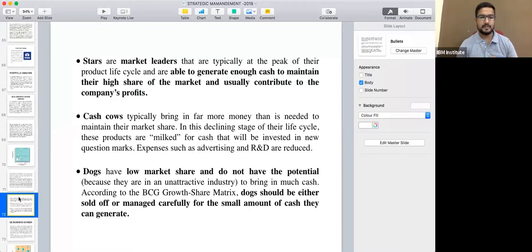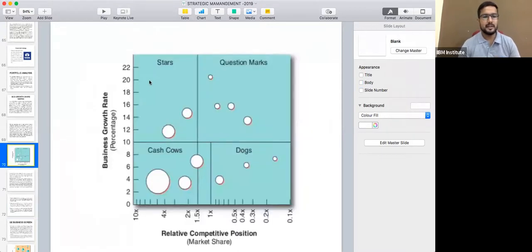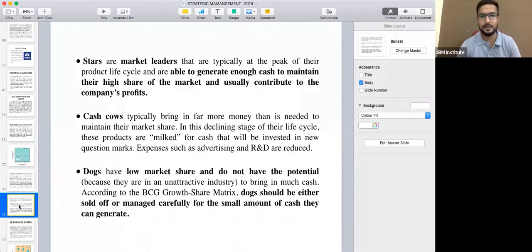Next one now. First read it, I think. The second one is the star strategy. Now, star, as you can see, is the plus plus. The competitive position of the company is very, very high, and the company's growth rate is also very, very high. Now, just read this particular paragraph first, then we'll listen to the examples.